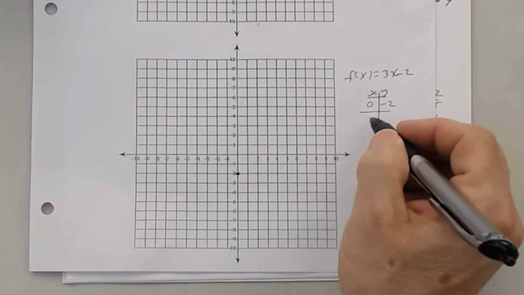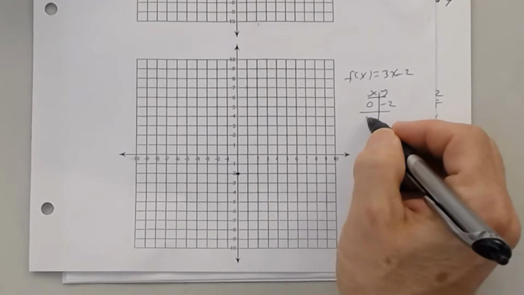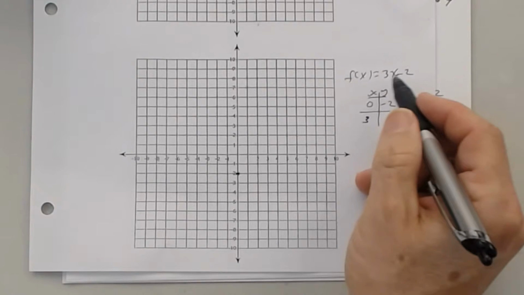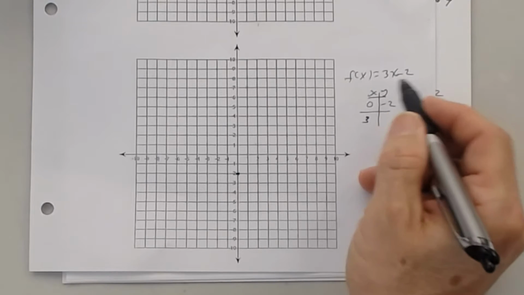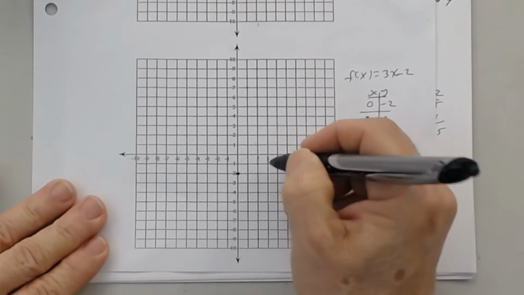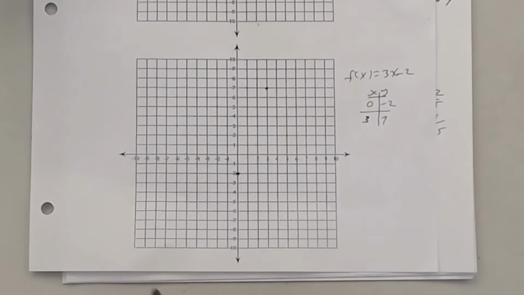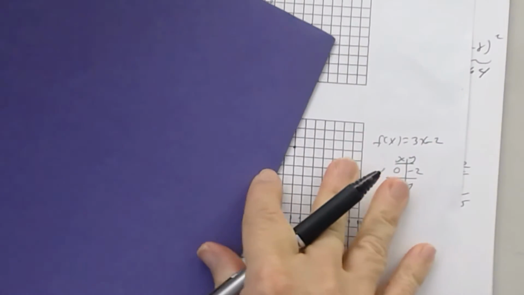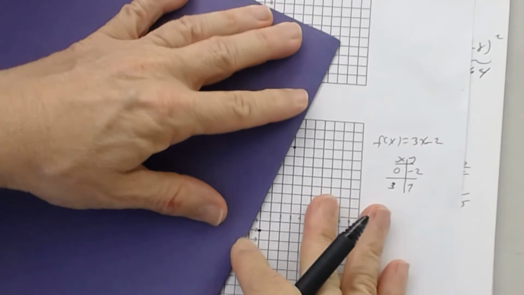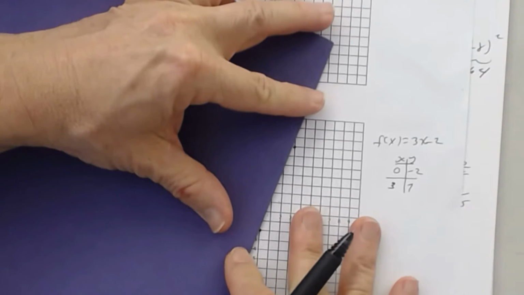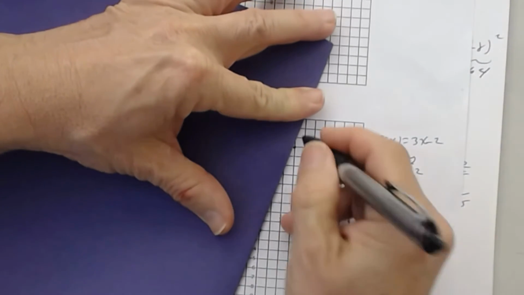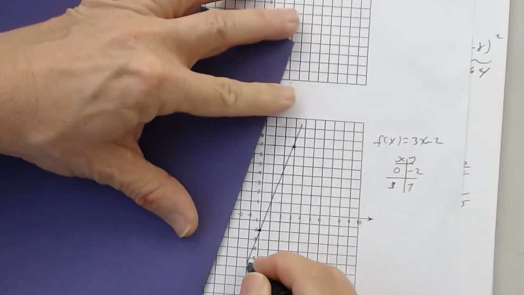If x is, let's say, 3, what's 3 times 3? And 9 minus 2 is 7, right? So (3, 7). And let's go ahead and graph this. If I graph it, it's not going to come out very well because this is not a perfect edge. But all right, to get something that looks like this, right?